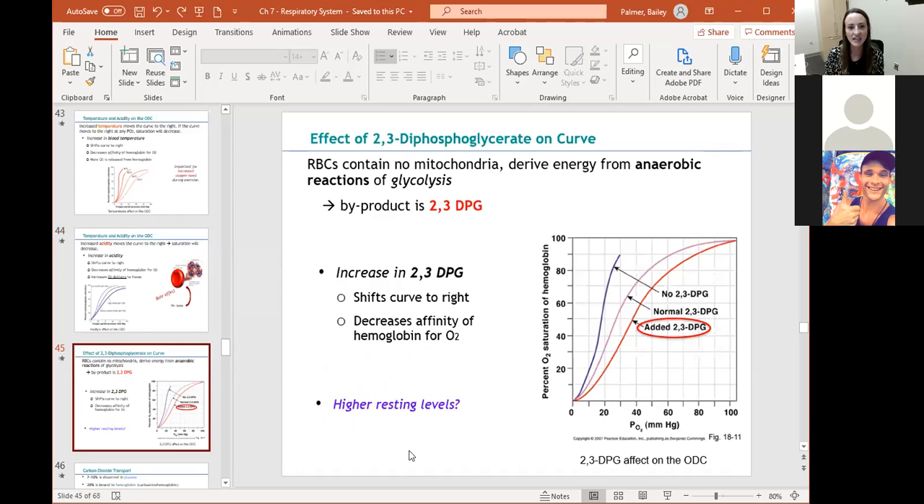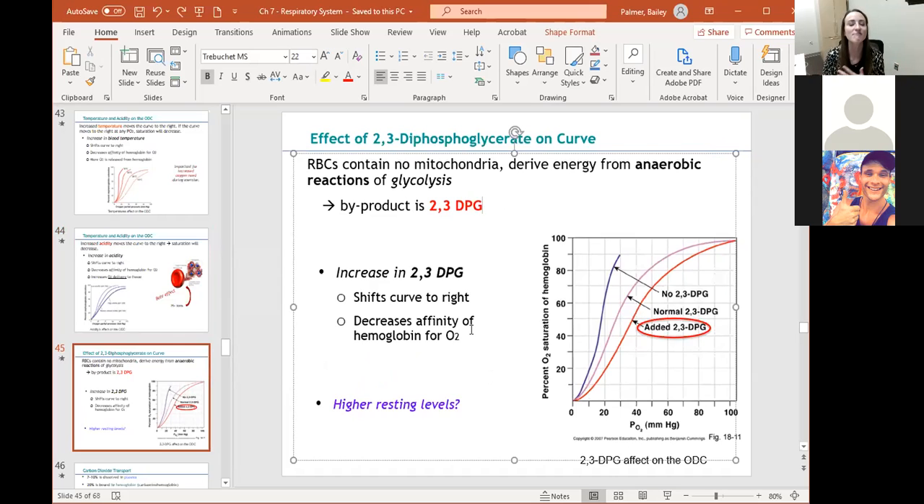Last factor here is a byproduct of glycolysis. So anaerobic glycolysis means we're doing high intensity exercise. That's going to produce something called 2,3-DPG. You can see the real name right here, just a byproduct of anaerobic metabolism.